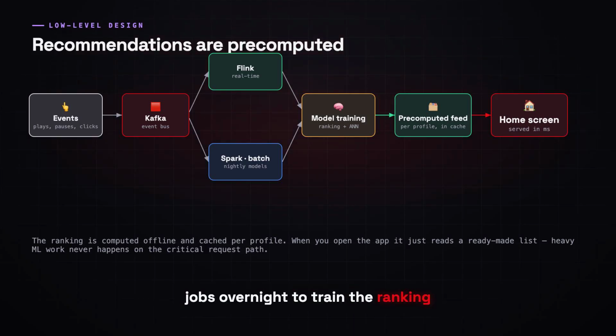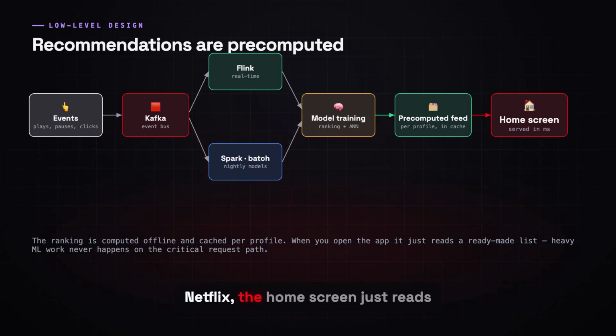The key move. The personalized rankings for your profile are computed ahead of time and stored in a cache. So when you open Netflix, the home screen just reads a ready-made list. The expensive intelligence happens offline, never on the critical path of your request.